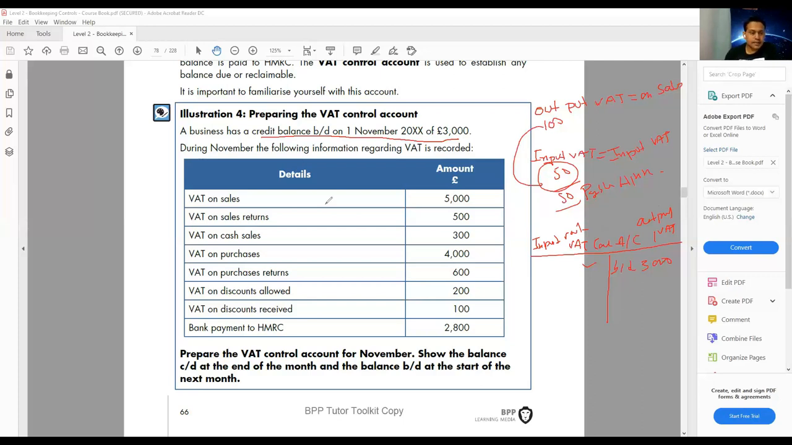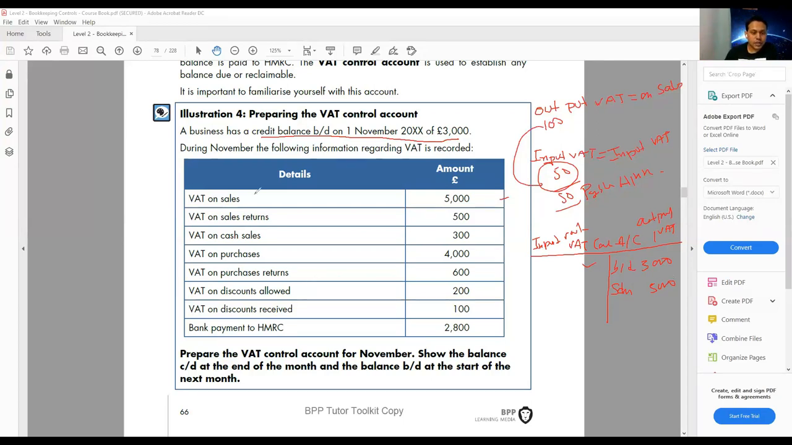So the first one, they said VAT on sale. You make a sale and you collected the VAT. So if this is the situation, will your liability be increased or decreased? If you make a sale and you collect the VAT, our liability will increase. Yes, Preksha, our liability will increase. So we're going to write VAT on sale on that side. So sales 5000. It doesn't matter if it is a cash sale or credit sale, as long as I make a sale, because if I make a sale, I collect the VAT from the customer, and this VAT I have to give to HMRC, so I'm increasing my liability.